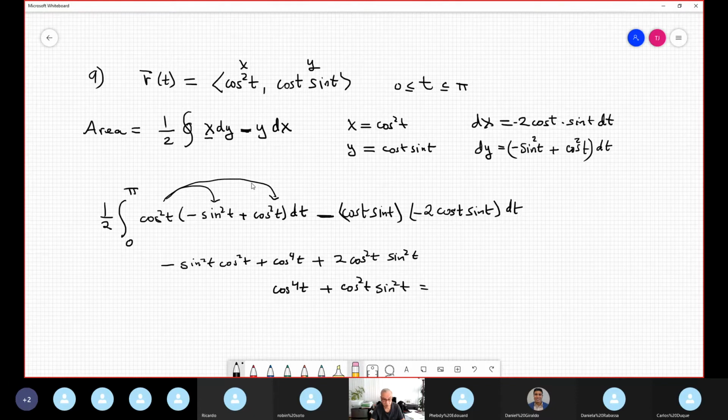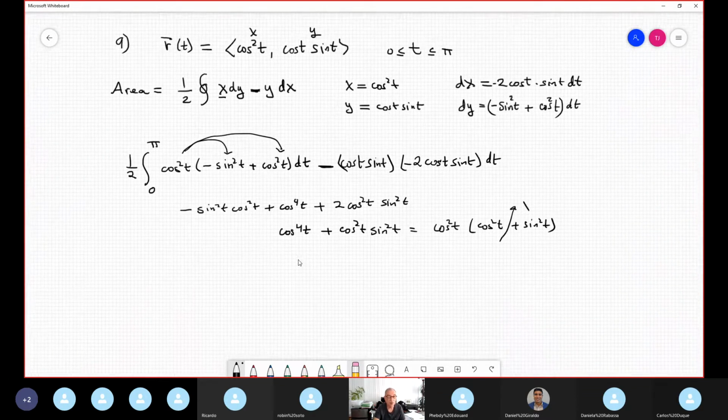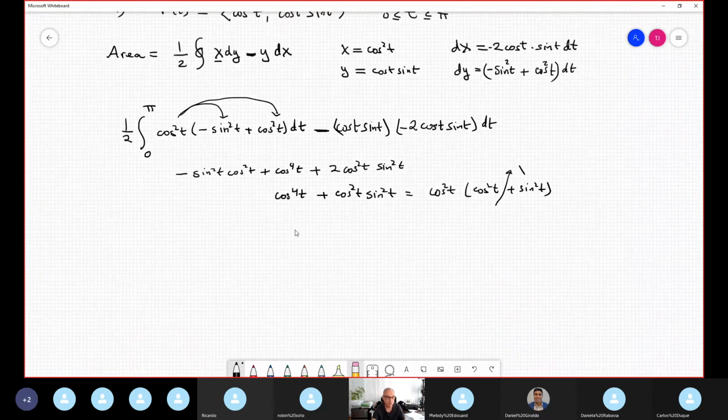And why not? You factor out cosine square t outside. And we have cosine square t plus sine square t. Wow, this is actually 1. Therefore, this big expression I can condense into only one cosine square. Actually, my problem so far is 1/2 integral from 0 to pi of cosine square t dt. Okay, this is super easy.